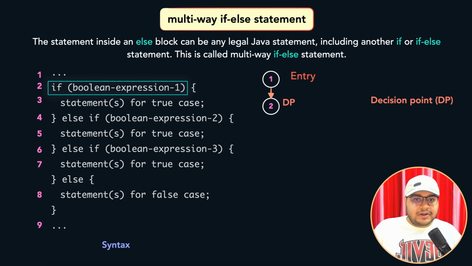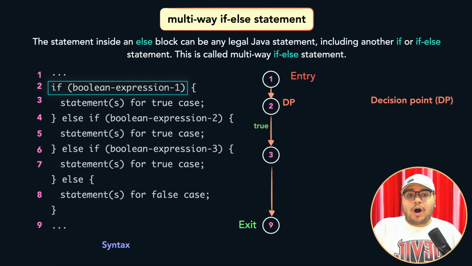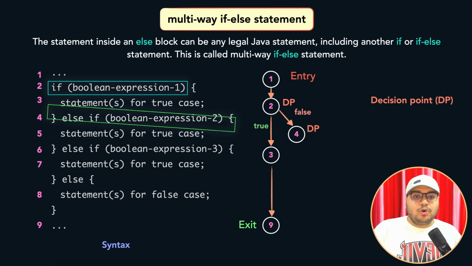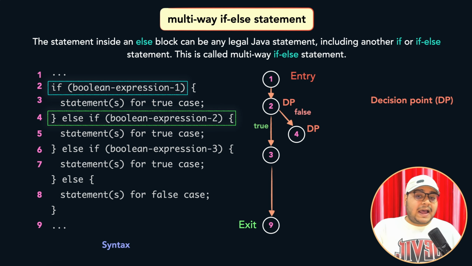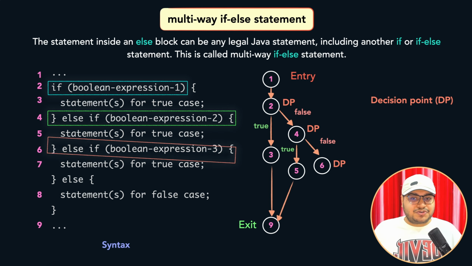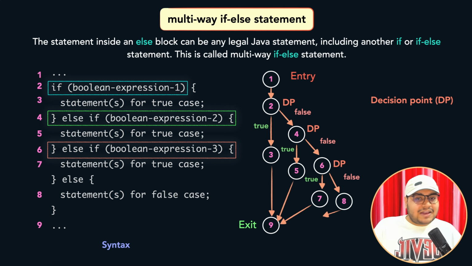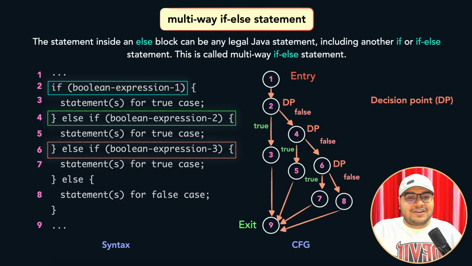At node 2, if the blue condition is true, the block executes and the rest of the ladder is skipped. If false, the flow moves to the next condition at node 4 and checks the condition. If true, it executes the block and skips the rest of the ladder. However, if it is not true, then it goes to node 6 and repeats the same process. This continues until a condition evaluates to true or the program reaches the end where it exits.